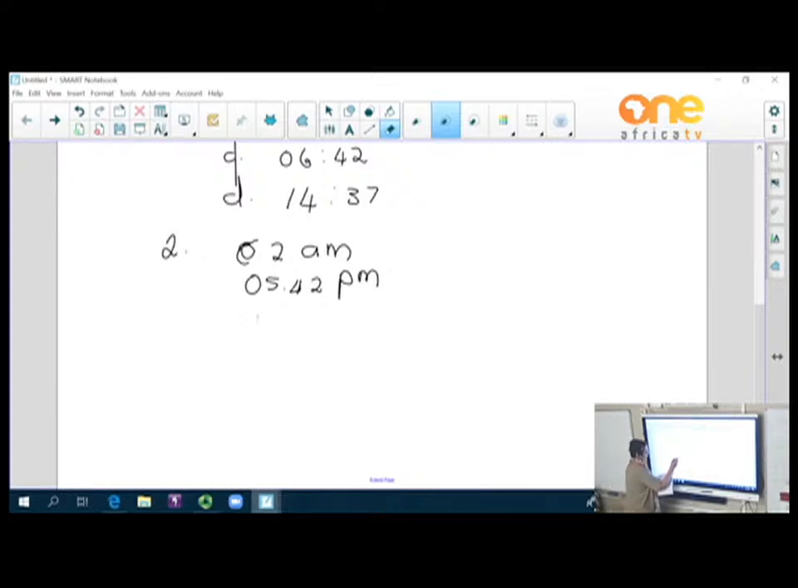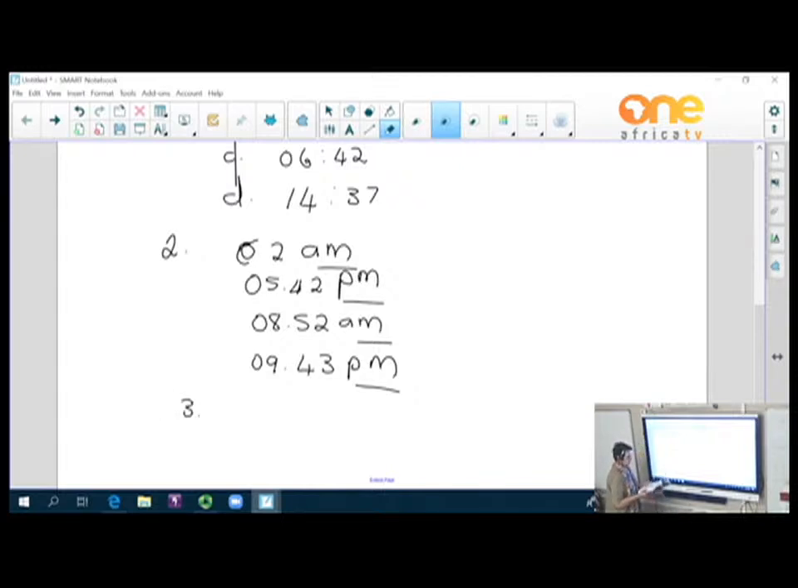Then 8:52 a.m. in the morning, and then 21:43, I subtract the 12 hours there, and it is then 9:43 p.m. So this is what is very important to add every time. Right. Now we're going to do try now 4.